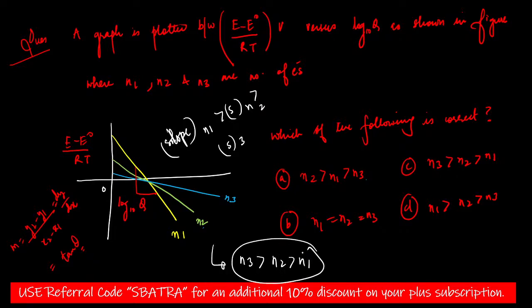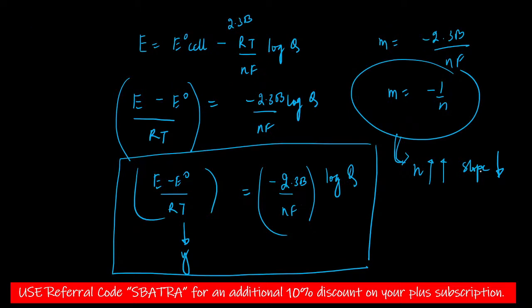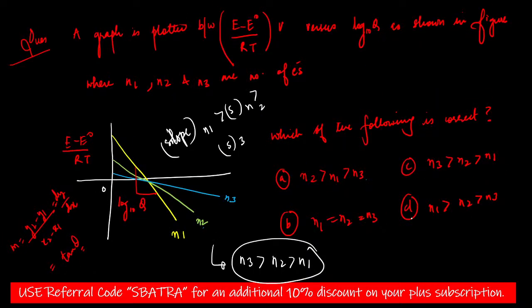Just take 30 seconds and try to digest this information. If the slope of n1 is maximum, what does it mean? If slope is maximum, n would be minimum, so the number of electrons would be minimum. If for n1 the slope is maximum, the number of electrons n1 would be minimum. So the relation is n3 greater than n2 greater than n1. Is it clear to all of you?